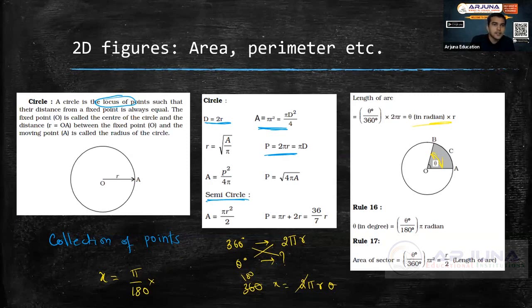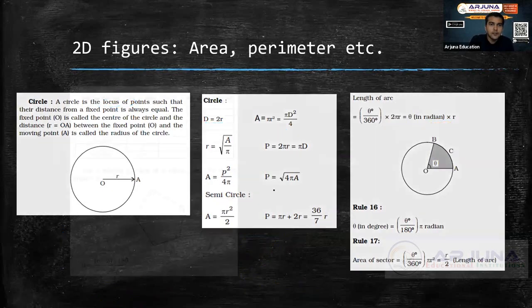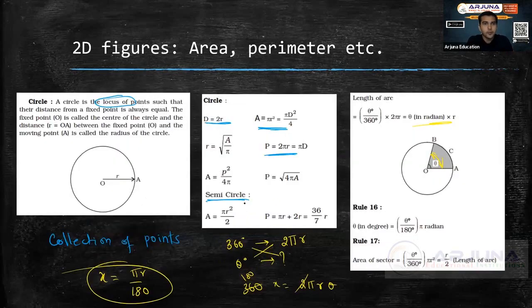This is nothing but the length of the arc, the perimeter of the arc, that is x equal to pi r by 180. Okay, so Daivik, what they have given here, you can clearly see the perimeter. They have given the perimeter as pi r plus 2r. So this pi r plus 2r they have done as 22 by 7r plus 2r, and they have taken r common, and they have calculated, it comes to 36 by 7.